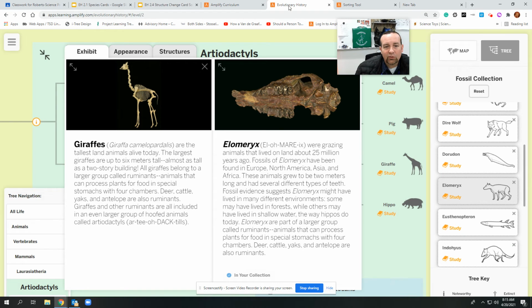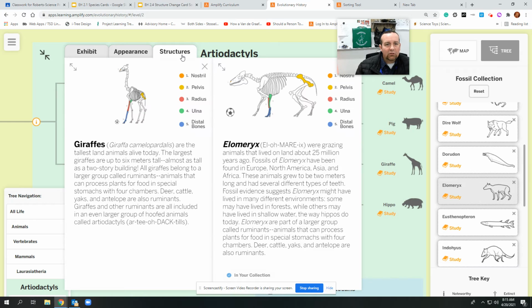So let's just go through and get some information here. Looking at their structures, we can definitely see some major differences. Giraffes are so unique with their incredibly long necks. They're the largest land animals alive today. They can be up to 6 meters tall. That's about 20 feet. Almost as tall as a two-story building.